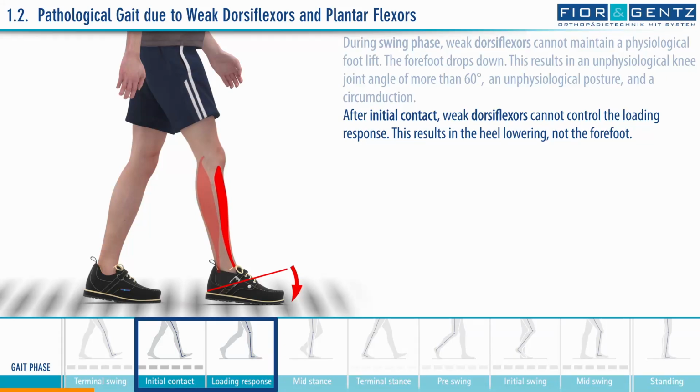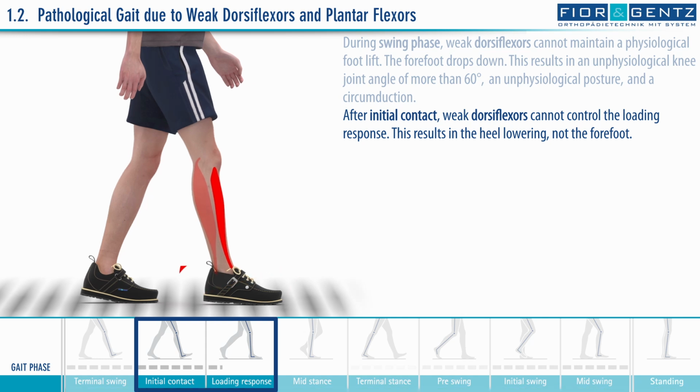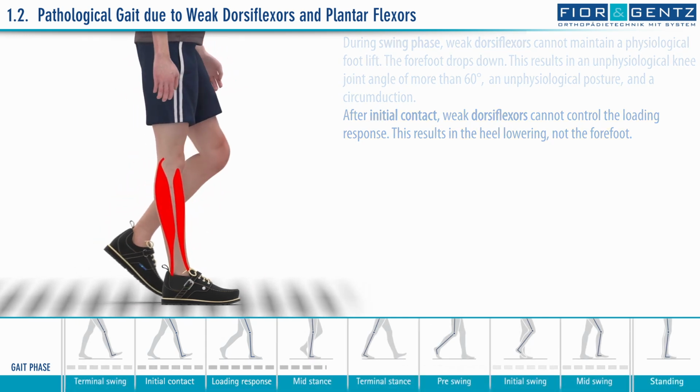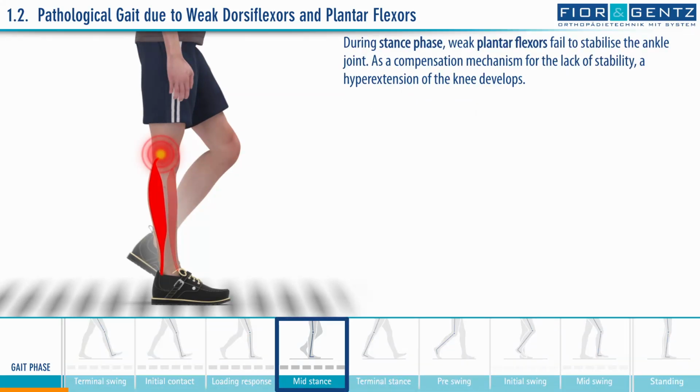After initial contact, weak dorsiflexors cannot control the loading response. This results in the heel lowering, not the forefoot. During stance phase, weak plantar flexors fail to stabilize the ankle joint. As a compensation mechanism for the lack of stability, a hyperextension of the knee develops.